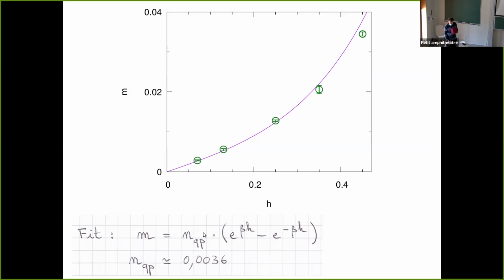And with one fitting parameter, which is the density of quasi-particles, which is of course very small, but we can clearly resolve it. And from this, we get an upper bound for the gap. And this is actually consistent with the value for the critical H that we got, because of course this critical H should be smaller than the gap.